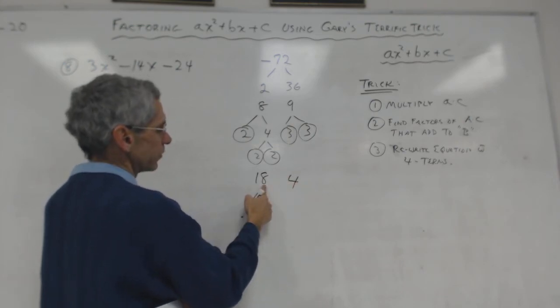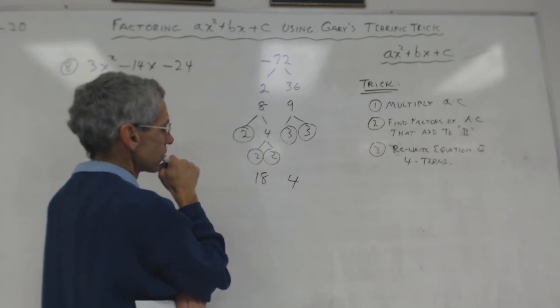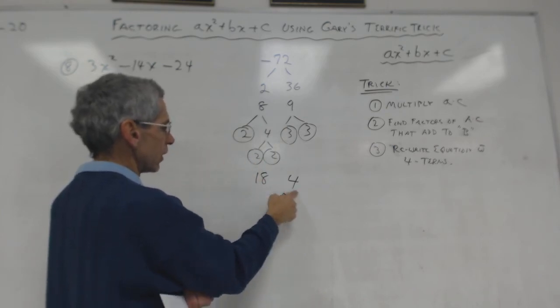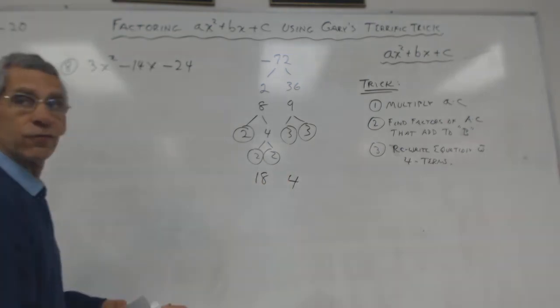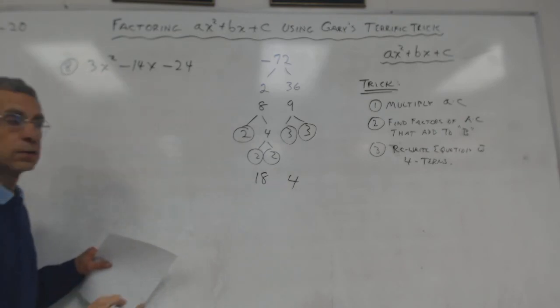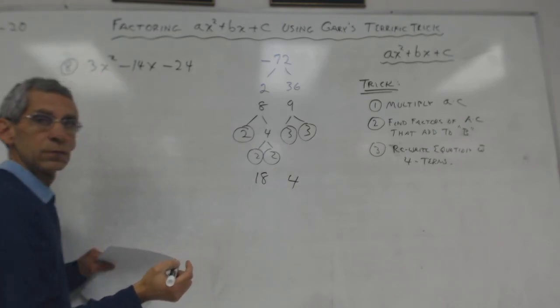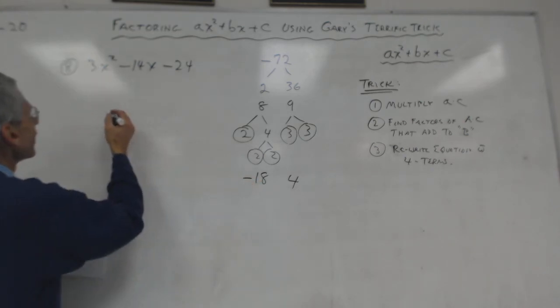4 times 18, 4 times 8 is 24, carry the 2, oh no, that's not right. 4 times 8 is 32, carry the 3, 72. That's it. 18 and 4. Which one would have to be negative to be negative 14x? If it's not the 4, it's got to be the 18.